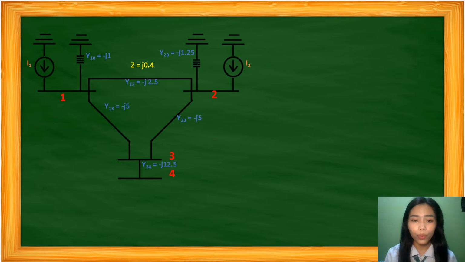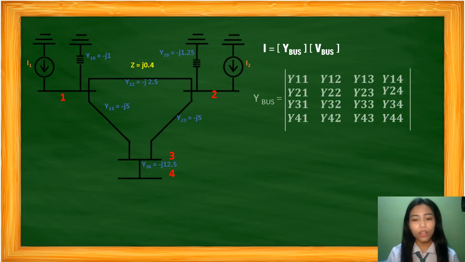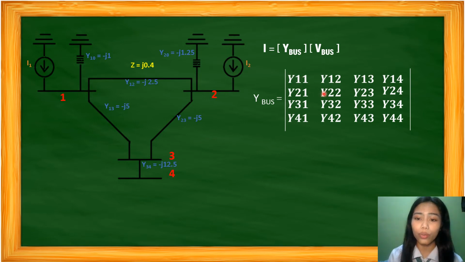So we have the formula I, which is the current, is equal to Y bus times V bus. Y bus is equal to the matrix of all admittances here in our example. But first, let me tell you the elements of each admittance. We have the diagonal elements such as y11, y22, y33, and y44.